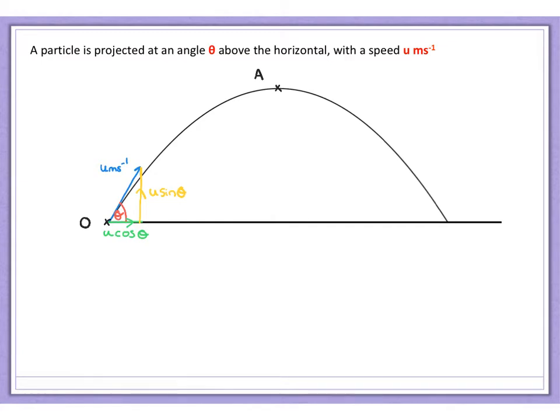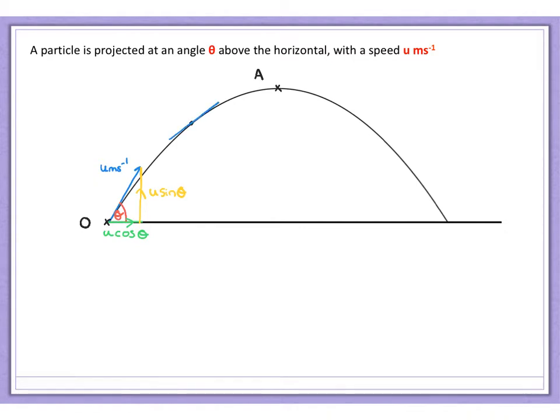Now, as the particle travels, think about the forces acting horizontally. There are no forces acting, which means there is zero resultant force and zero horizontal acceleration, which means horizontally the particle travels with the same horizontal speed as it had when it started. So u cos theta is a constant horizontal speed. Let's pick a point for the particle here, and let's draw on its velocity vector.